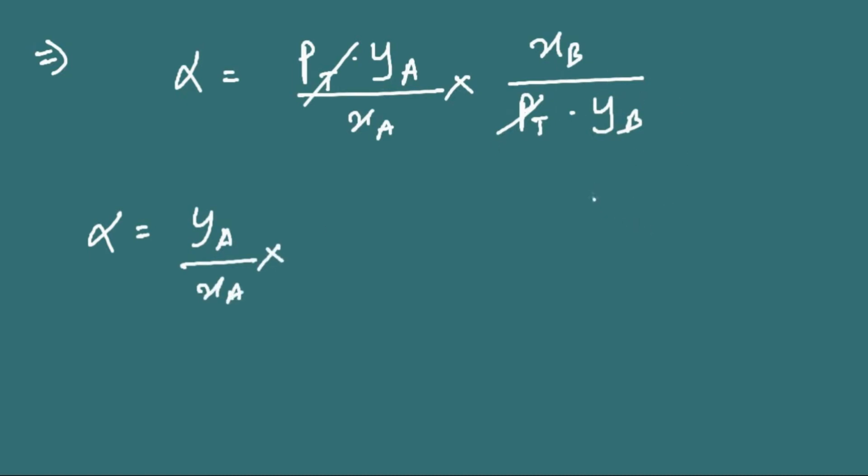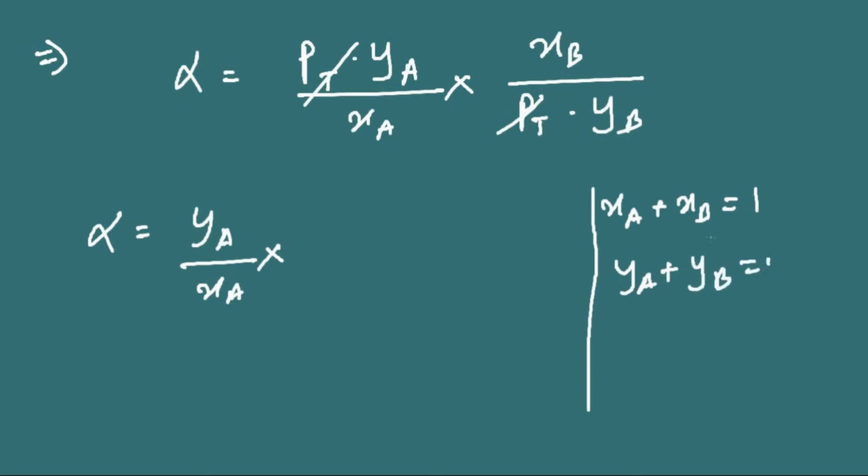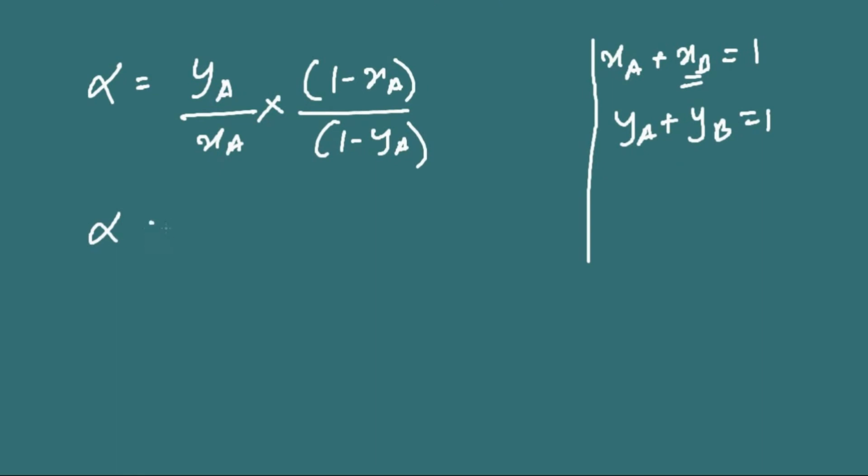Because I am dealing with a binary mixture, XA plus XB is equal to 1. Similarly, YA plus YB is equal to 1. So I will replace XB with 1 minus XA, and I will replace YB with 1 minus YA. So I get all the terms in terms of A, the more volatile component, where YA is the mole fraction of the more volatile component in the vapor phase, and XA is the mole fraction of the more volatile component in the liquid phase. From here I can write alpha equals YA times (1 minus XA) divided by XA times (1 minus YA).